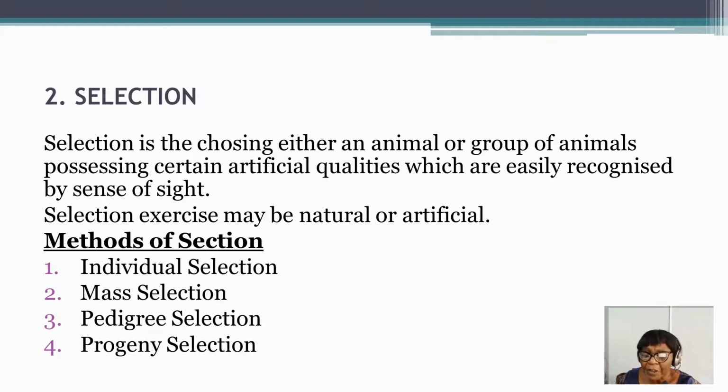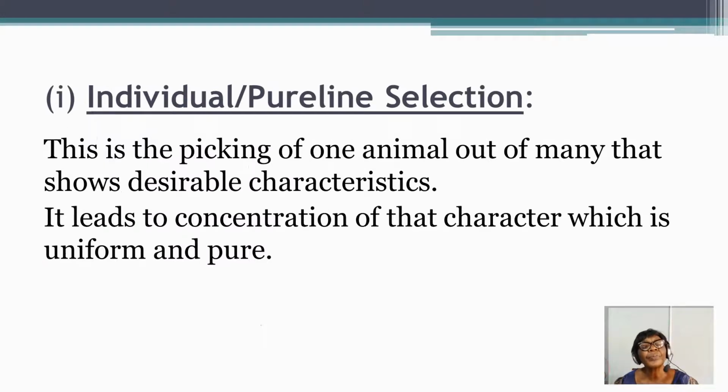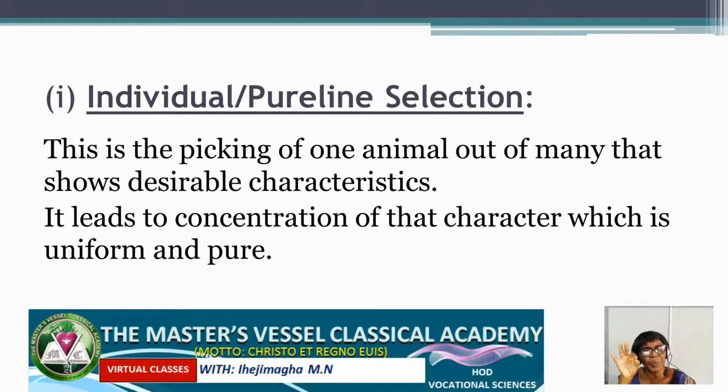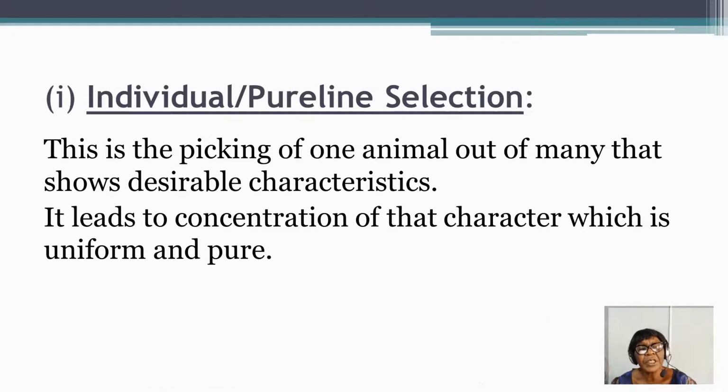So let's start with individual selection. This is the picking of one animal out of many that shows desirable characteristics. One animal. There are many animals. You pick one. Individual. One. We call it individual selection, or we call it Pureline Selection.